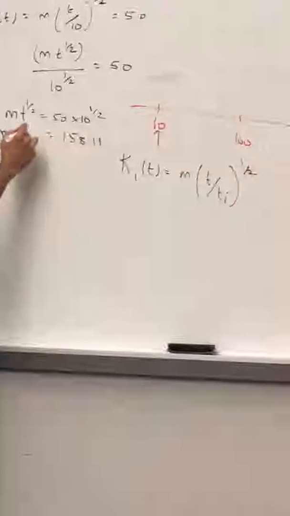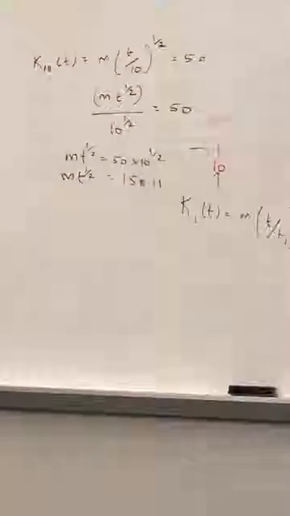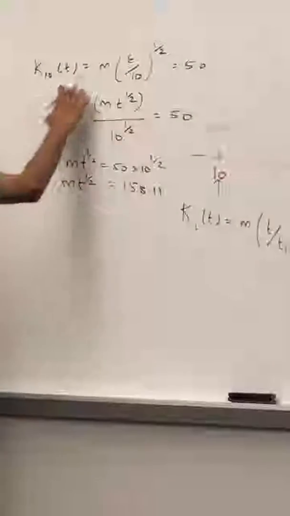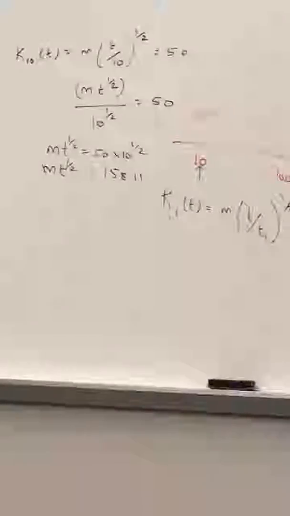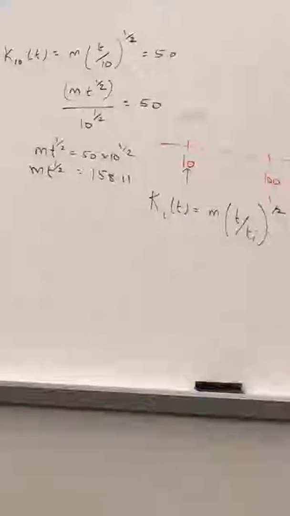Why did I do it like this? Because you have two unknowns, and you're given only one equation or one value, so you cannot really find the two unknowns. So we club the two unknowns together as one term.